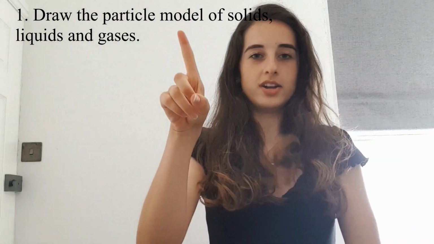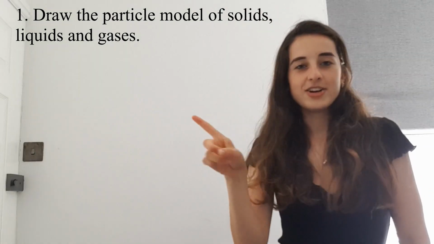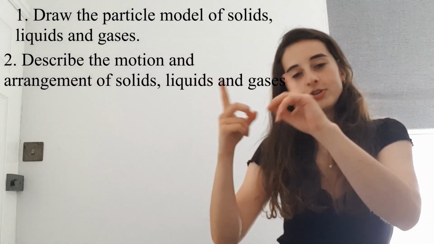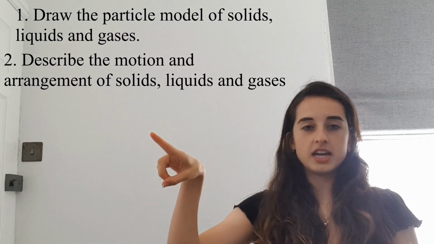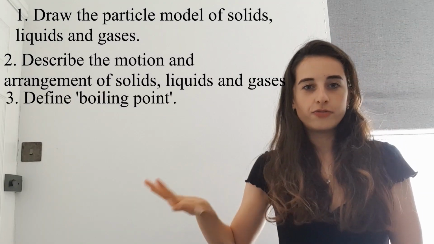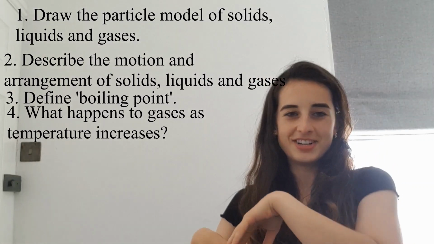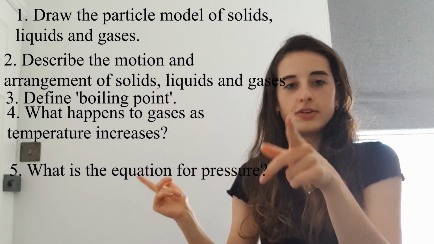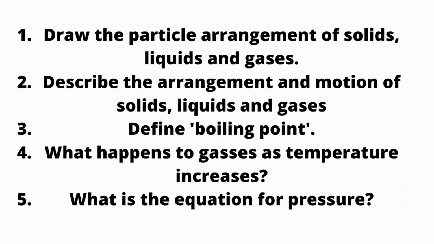So question number 1 is drawing the particle model for solid, liquids and gases. Question number 2 is describing the motion and the arrangement in solid, liquid and gases. Question 3 is defining the boiling point. Question 4, describe what happens to gases as temperatures increasing. And question number 5 is recalling the equation for pressure, which we have done 2 weeks ago. Okay, so go, 5 minutes. Two more minutes left, so if you're already finished, just skip to the next part.